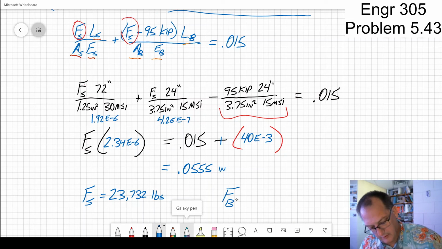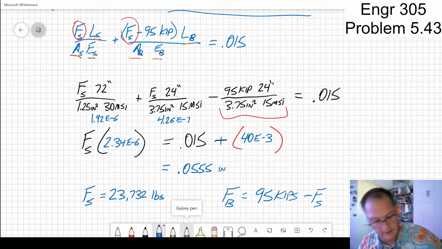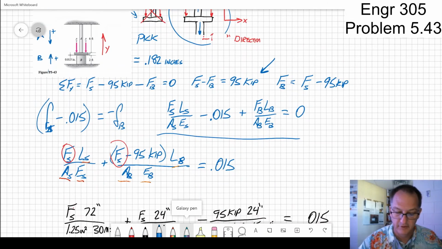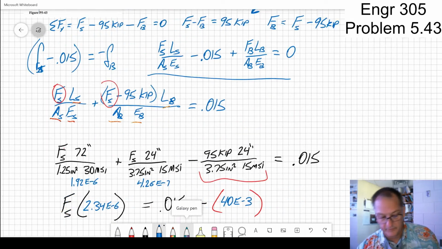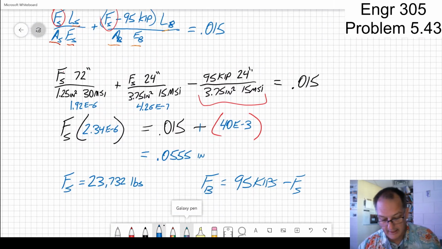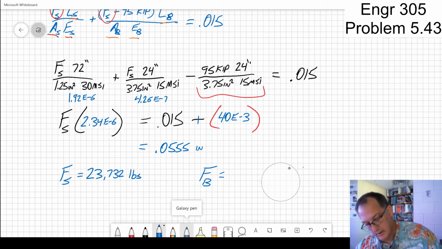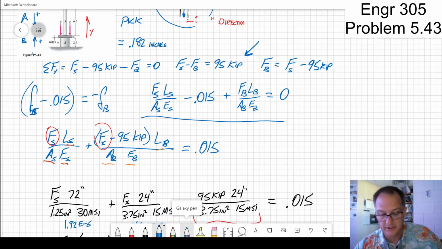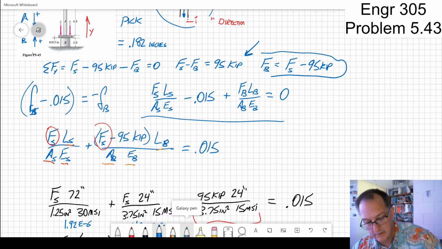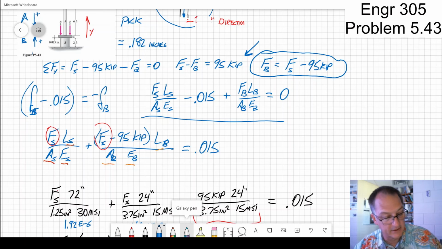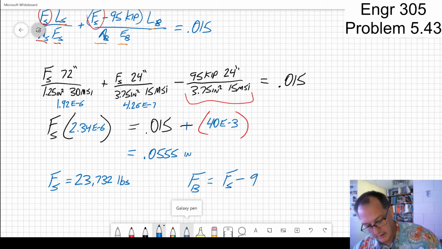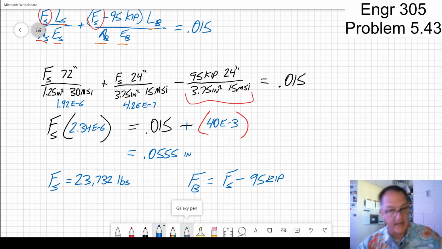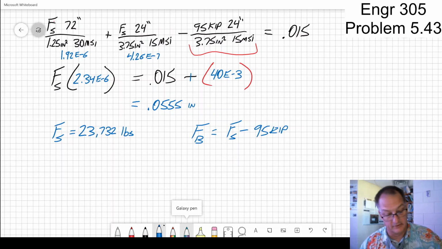All right, so if I know the force in the steel, the force in the bronze is the force in the steel minus 95 kips, right? Is that my equation, or did I just derive that in my head? Force of the bronze equals force of the steel minus 95. Whew. Okay, I got my sign wrong here, which is important. I want to go back up to this equation. I'd do a snip, but I forget how. Force of the bronze equals force in the steel minus 95 kip.